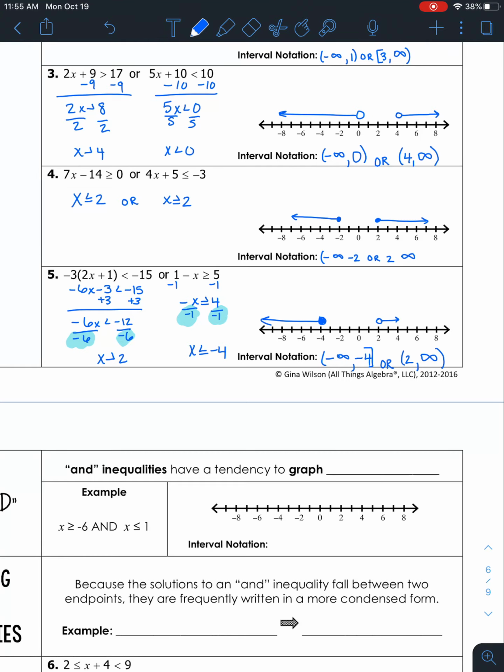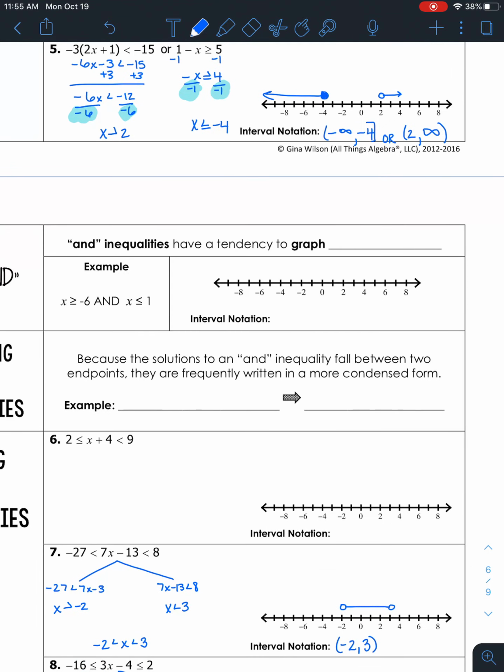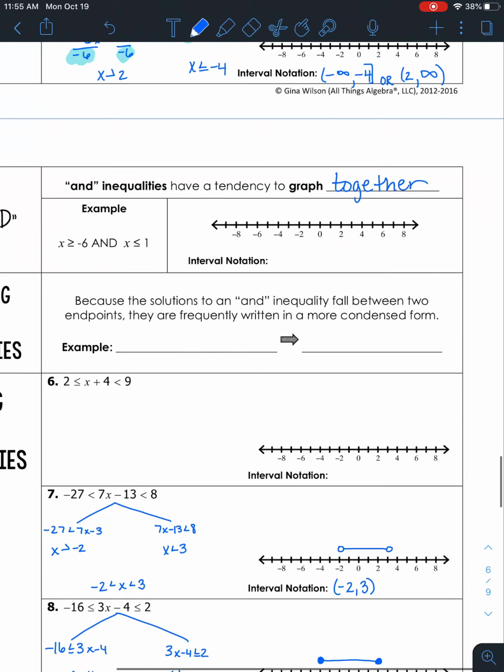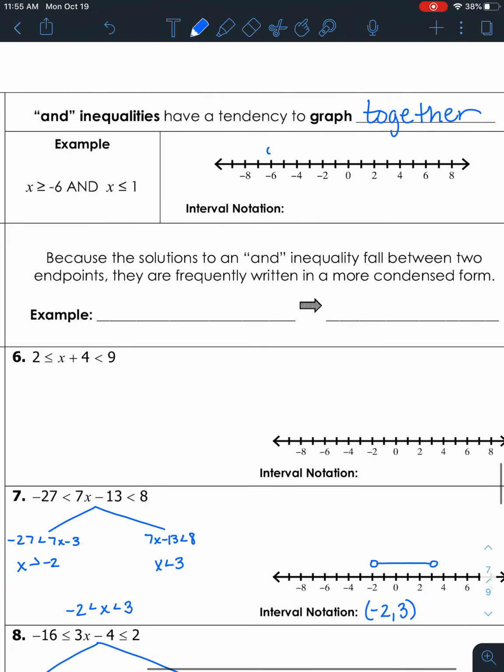Let's move to the and portion. With and inequalities, they tend to be graphed together. So let's look at what this might look like. So far I have x is greater than or equal to negative 6. So I'm going to draw my number line there, and I'm going to draw that answer.